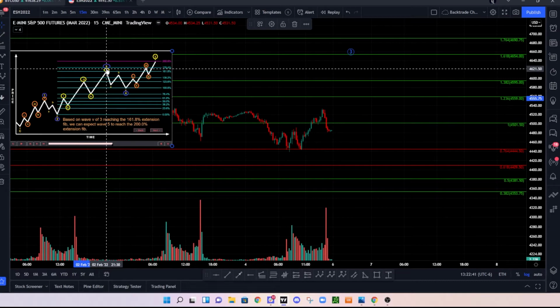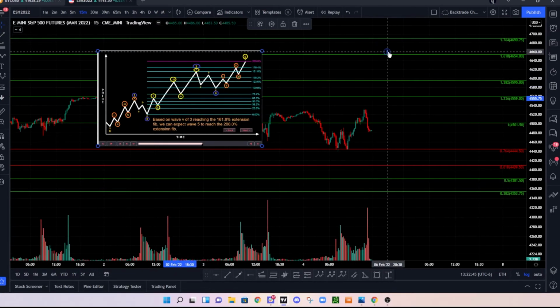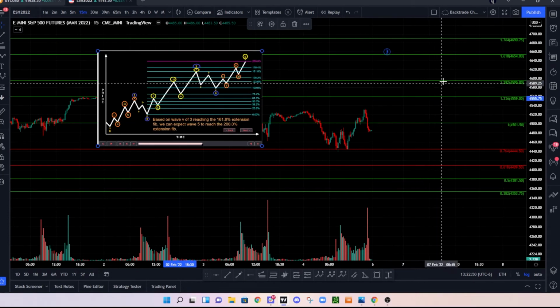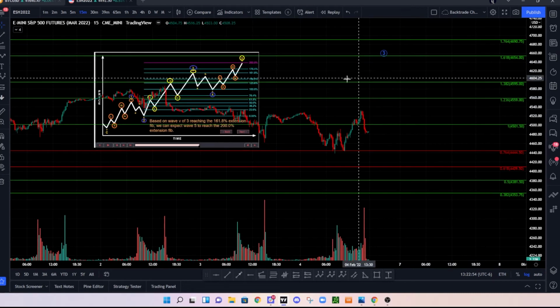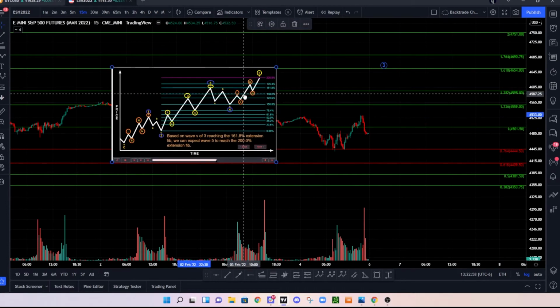at which point I can expect us to start our wave 4 of the full move in blue, and maybe chop a little bit coming down to something like this, right? Till we get down to this 100%, right? And then we start to curl back up, and maybe we'll even hit this 200% level, right?